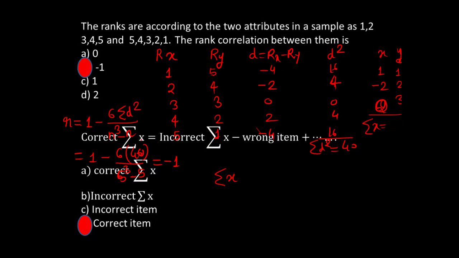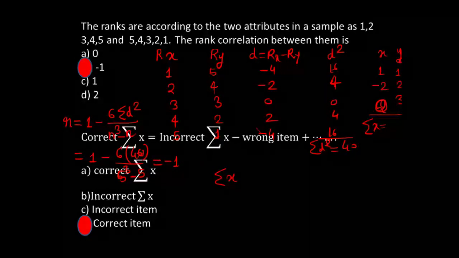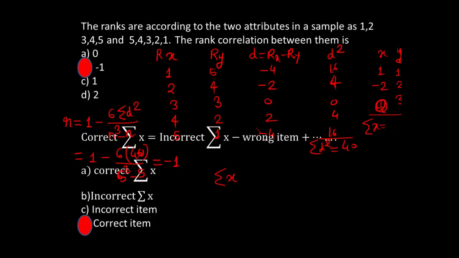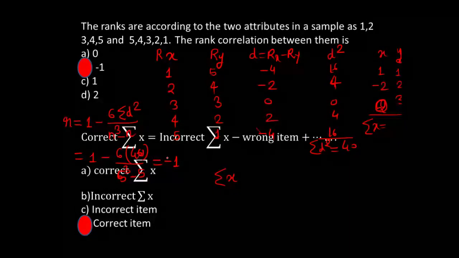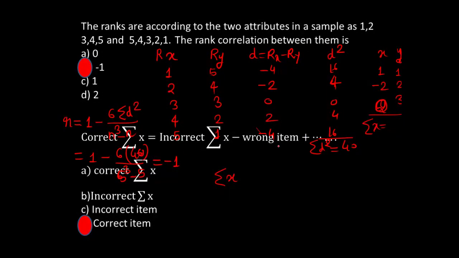In this way, you can get the correct sum. This question may be asked for the sum related to y also. So one has to remember this formula. Correct sum is the incorrect sum, from that subtract the wrong item and insert the correct item, so you will get the correct sum. Very simple. Nothing to do with this topic. It's a simple logical question, right? You should be able to answer this.